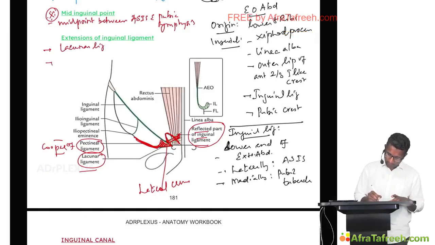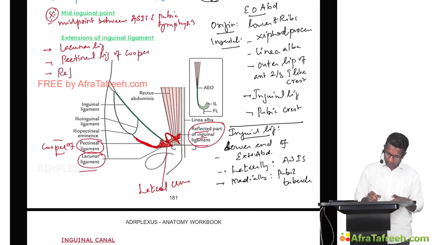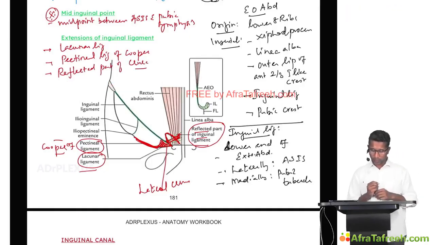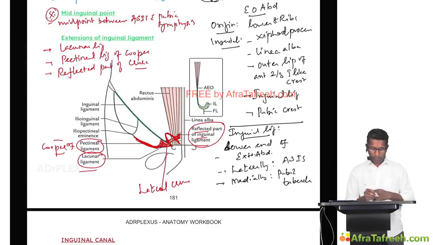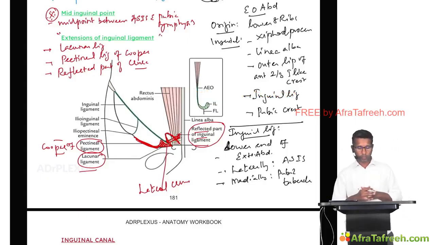Okay, next one is called the pectineal ligament of Cooper. Then the next ligament you see here is a reflected part of the crura of the superficial inguinal ring, or the reflected part of the inguinal ligament per se. So that forms the extensions of the inguinal ligament. These are all the important extensions of the inguinal ligament.